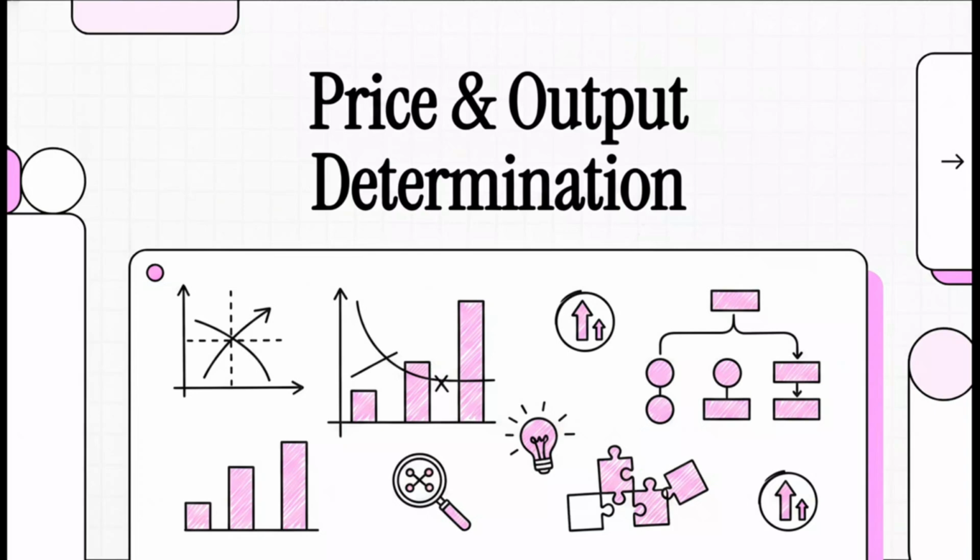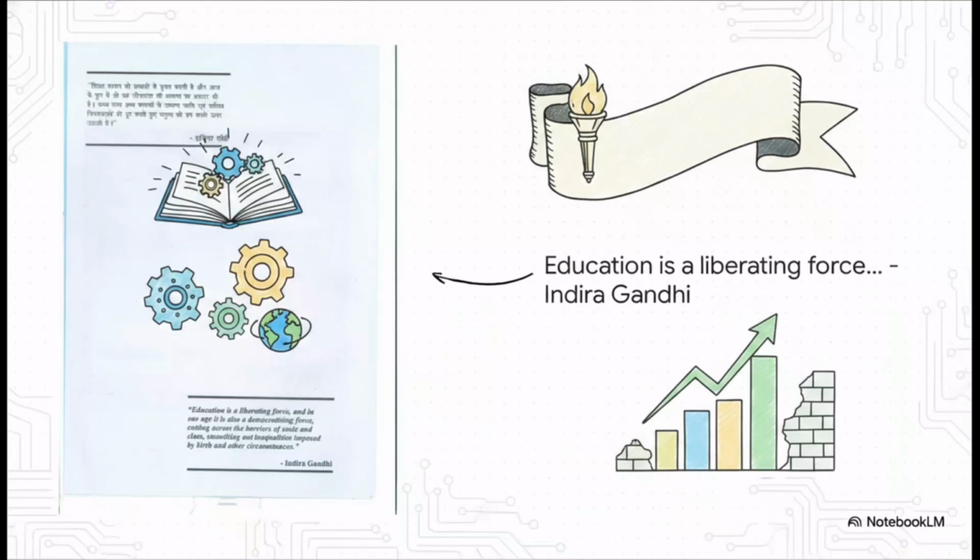Our core mission in this explainer is to take all that super dense textbook theory on price and output determination and break it down into a really structured visual approach. We're going to lock in the absolute must-know concepts so you can walk into that exam room with total confidence. Let's do this!